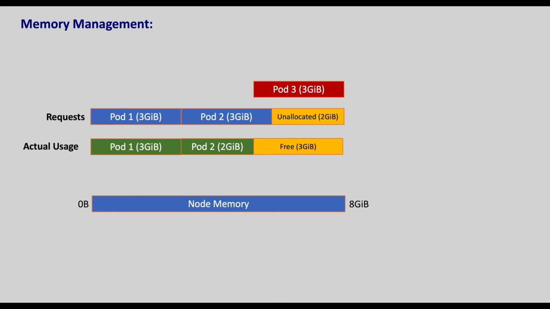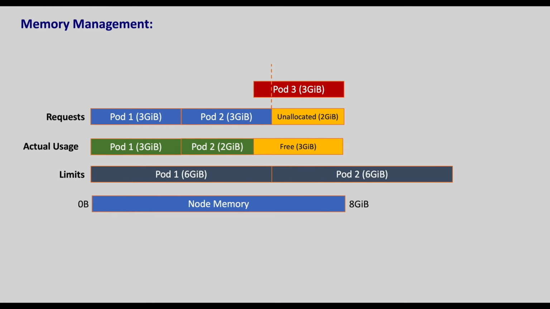Please note that the Kubernetes scheduler looks for the unallocated resources while scheduling the pod, not the free memory. And let's say we define the limits more than the node memory, meaning we schedule our 2 pods with 6 gigabytes limit each. The Kubernetes scheduler still accepts it because it looks at the requests while scheduling, not the limits. This is called an overcommitted state, as the pods are scheduled with limits more than the node capacity.